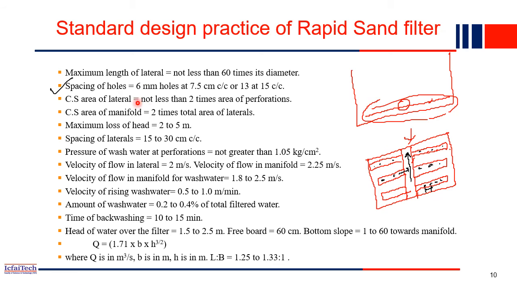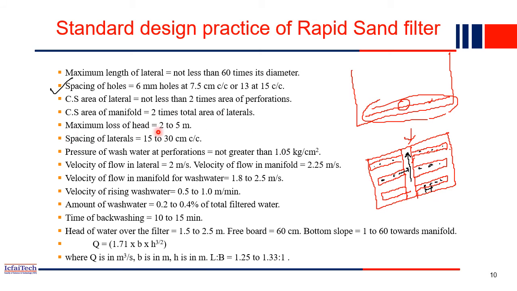Normally it is 6 millimeter hole at 7.5 centimeter, or 13 millimeter at 15 centimeter. These are the standard values you can choose while designing the rapid sand filter. Then the cross-sectional area of lateral is normally not less than 2 times the area of the perforation, the area of the hole basically. So the cross section of the manifold, we call this middle big pipe the manifold. This is the cross-sectional view, and this is the top view. You can see this is the manifold. Okay, so the cross-sectional area of the manifold is normally 2 times the area of the laterals.